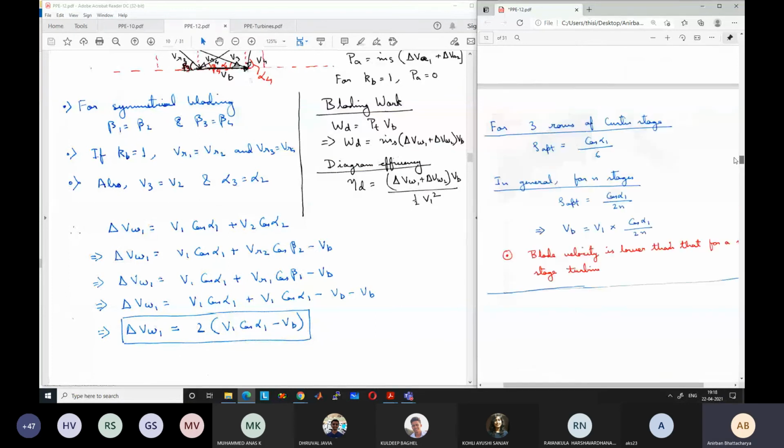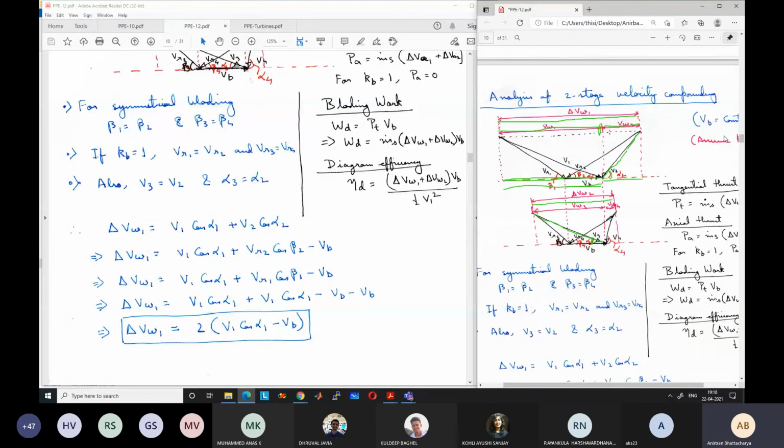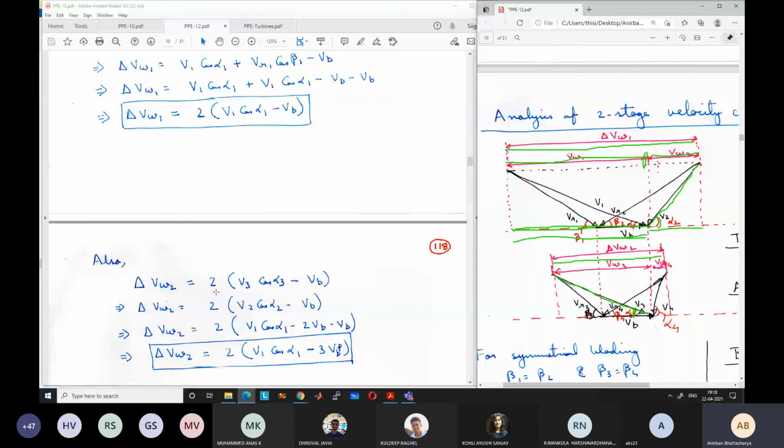Now for the second stage, again following similar calculation, instead of V1 we have now V3 and instead of alpha 1 we have alpha 3. So for the second stage, delta VW2 can be written as 2 V3 cos alpha 3 minus VB. Same calculation. So you can write it as V3 cos alpha 3 plus V4 cos alpha 4. Then V4 cos alpha 4 you can change back following the same procedure, and come back to this equation 2 V3 cos alpha 3 minus VB. Otherwise everything is similar.